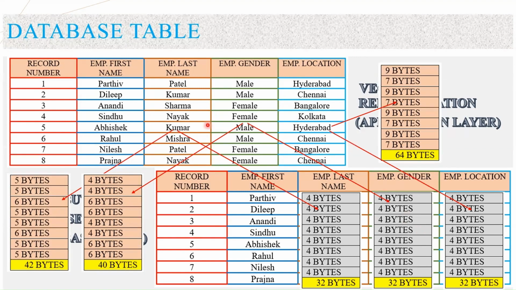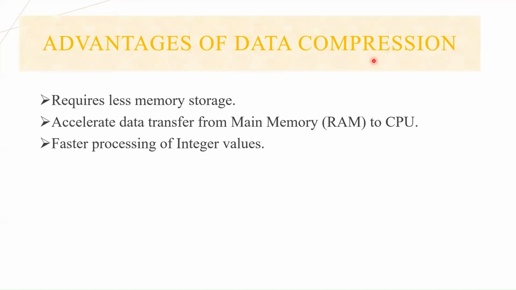This is all about the data compression and storage allocation. Advantages of data compression. It requires less memory storage. It accelerates data transfer from main memory, that is RAM, to CPU, and faster processing of integer values. Since the data is stored in RAM and it has less memory space, so to store the database entries, we need very less data as it has less memory space.